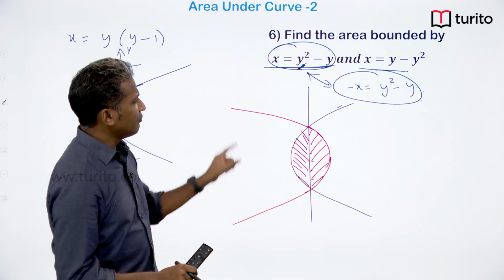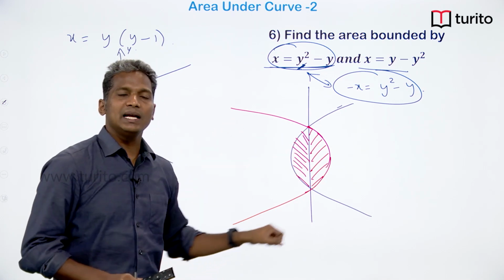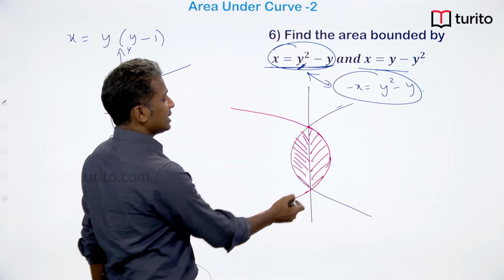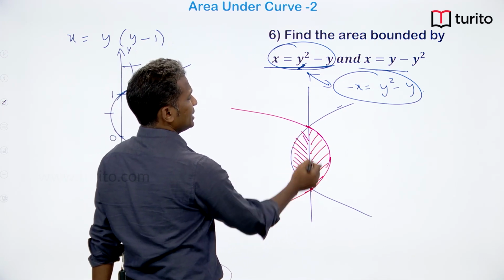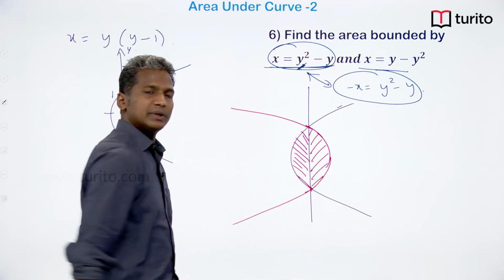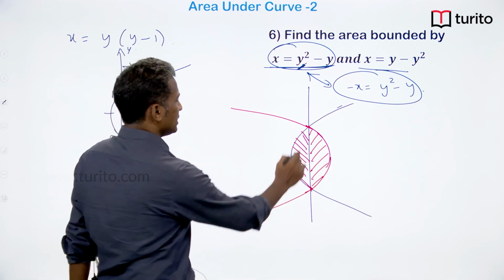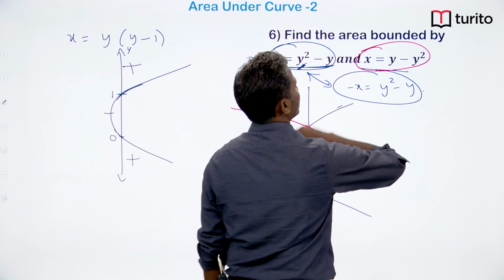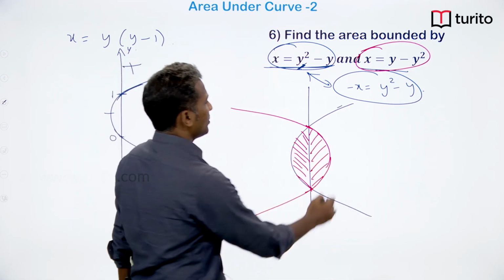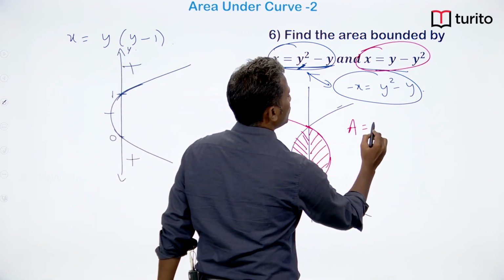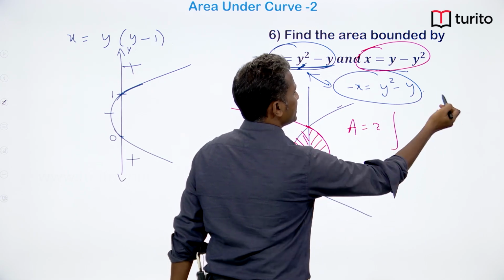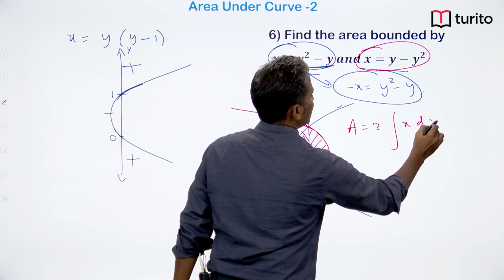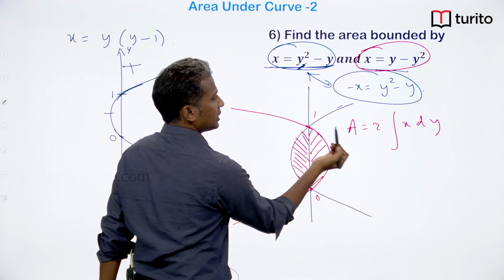Now which function to take? I will take the right side function. Which is right side out of these two? In this interval, out of these two, blue and red, which is in the right side? Red is in the right side. So that means I am basically taking this function. So my area is going to be 2 into integral of x dy and limits going from 0 to 1.